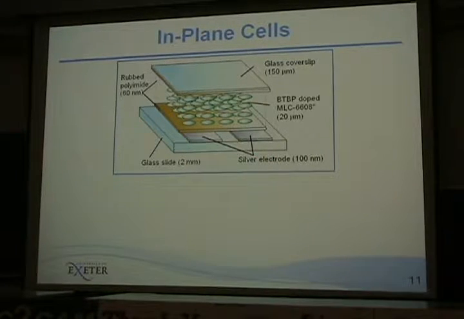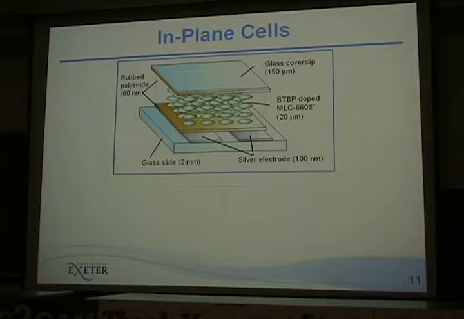We've got two silver electrodes separated, depending on the study, between about 25 and 125 microns. The electrodes were produced by putting down an optical fibre as a mask and just thermally evaporating about 100 nanometers of silver. Around 20 microns in thickness of liquid crystal, again with our rubbed polyamide to align it.